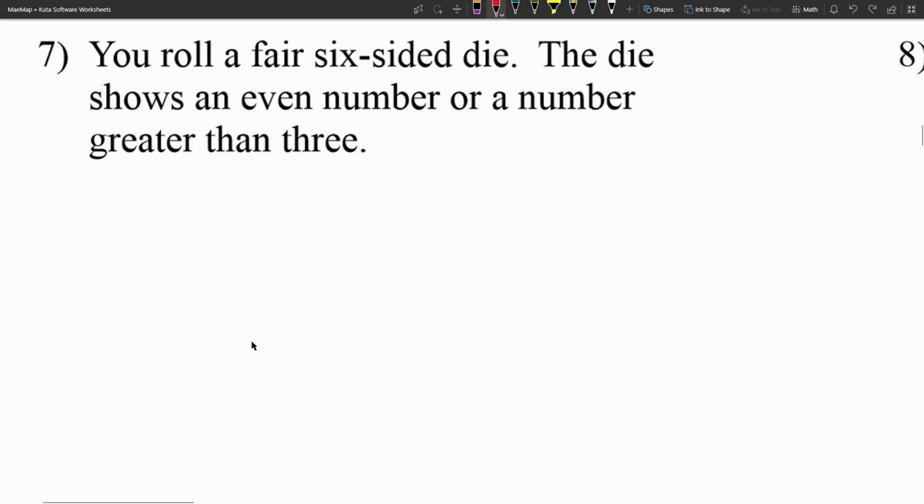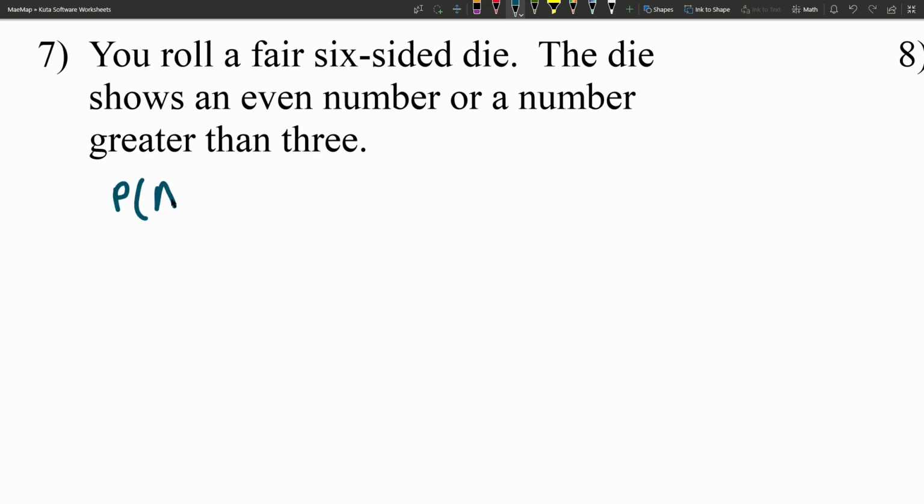In number 7, it states that you roll a fair 6-sided die. The die shows an even number or a number greater than 3. So we have to think, are these events mutually exclusive? No, not quite, because there is an even number that's greater than 3. There's actually 2 even numbers that are greater than 3, 4 and 6. So how are we going to do this probability? Well, because they're not mutually exclusive, we have to remember that intersection.